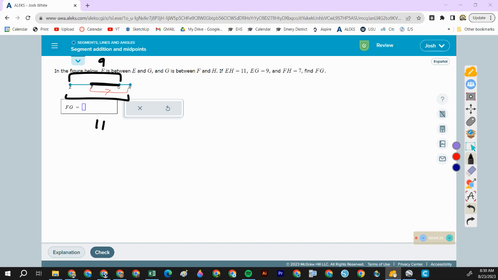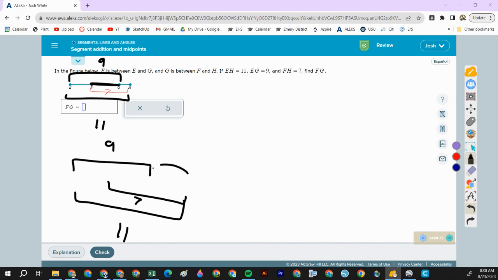So I know that this one is 9, and this one is 11, and this one is 7. Well, how big is this? It's got to be a 2. Okay. How big is this? Not 2. So it's a 4. 11 minus 7. No, that's where the 4 comes from.